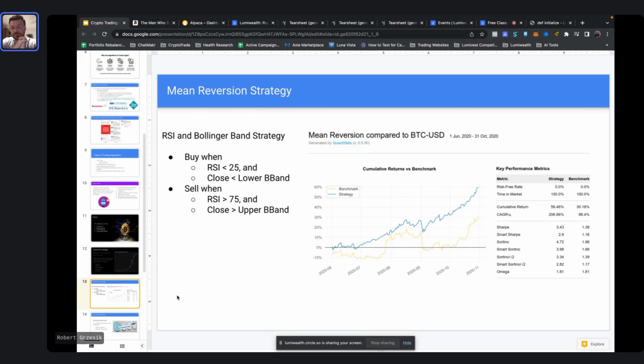Mean reversion algorithm. So here is a graph of it. Here's the mean reversion. The blue line is our strategy. The yellow line is Bitcoin. And you can see that we are beating Bitcoin by a very nice margin. What this strategy does is it's basically a mean reversion algorithm.